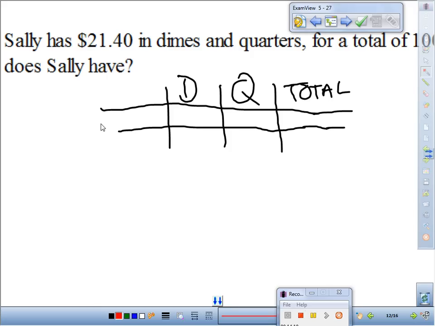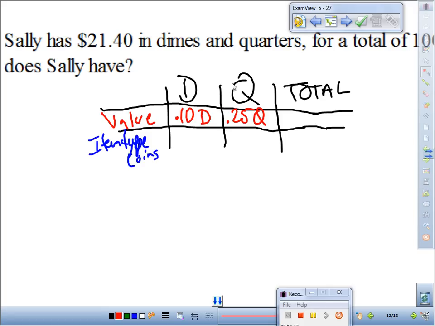Our first line is going to be the value. The second line will be the item type. Item type. In this case, it's what? Coins. Okay, what kind of coins? So, value for dimes, we can write it how? 0.10, and since we don't know how many dimes, we're going to write D for the variable, okay? For quarters, it's 0.25Q, because we also don't know how many quarters.